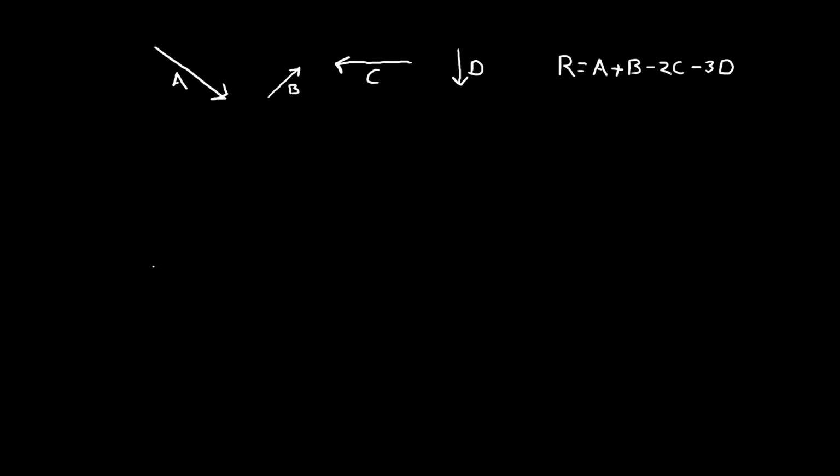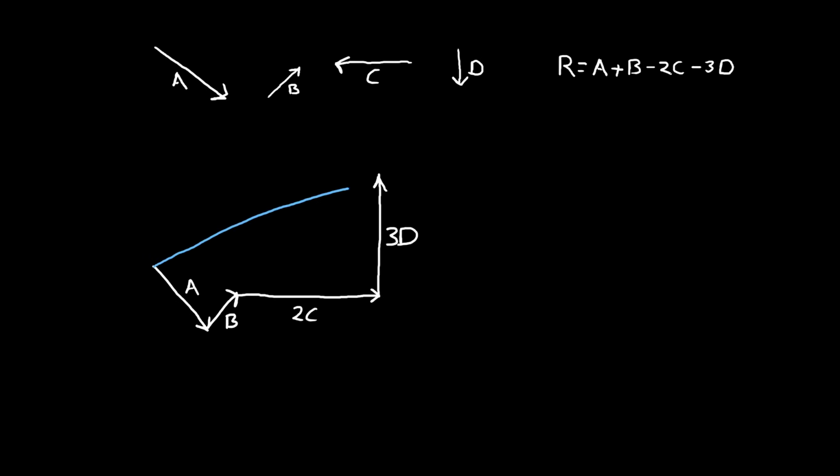So we add vector A with vector B by using the head to tail method, and we're adding 2C, although it's going to be twice as long and it's going to be in the opposite direction. And if we're going to add 3D, it's going to be 3 times as long and in the opposite direction as well. So not up but down, not down but up. 3D. And we just connect the tail of A to the head of 3D, and that would be our resulting vector. Again, we could do this problem by adding the vectors in a different order.